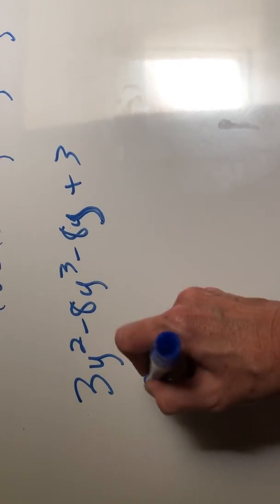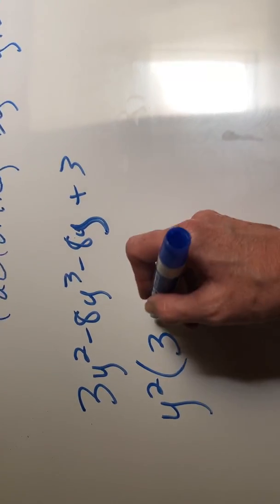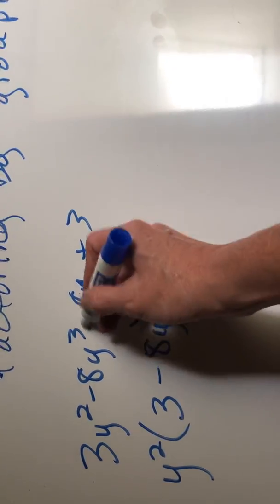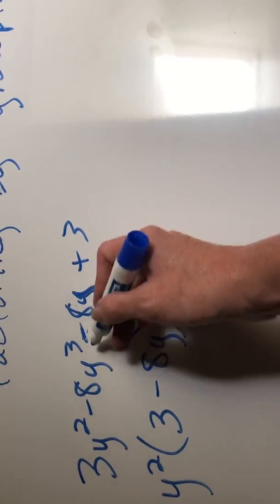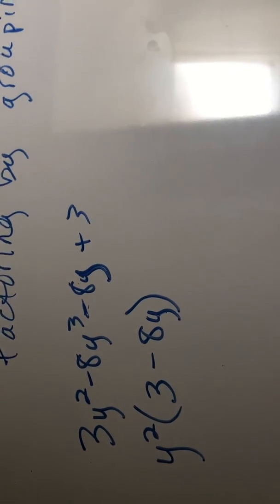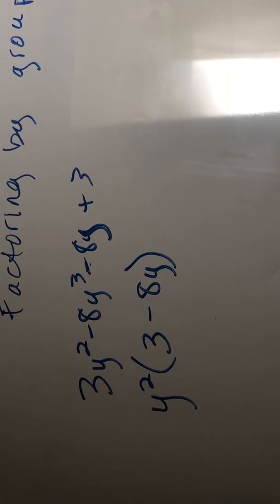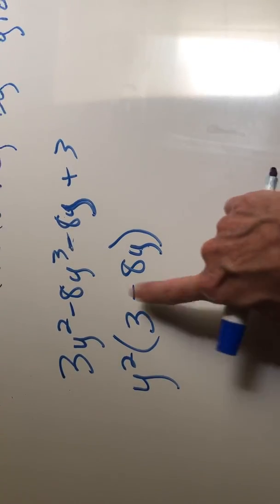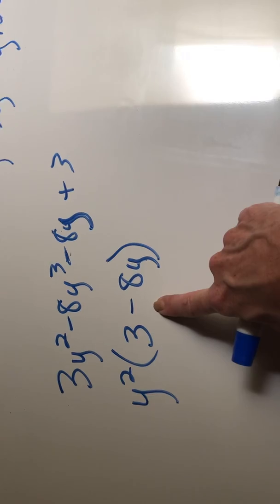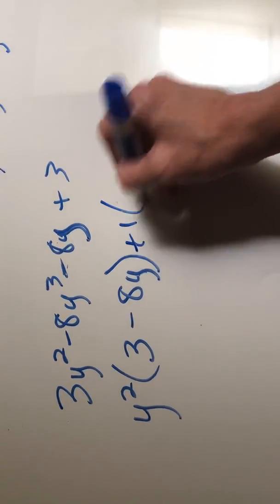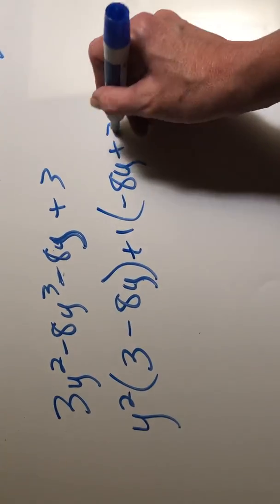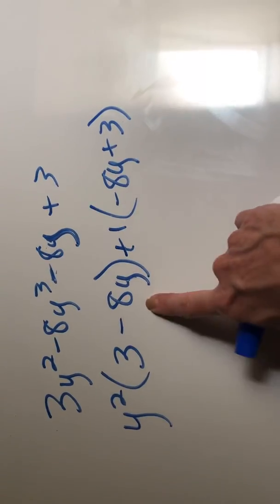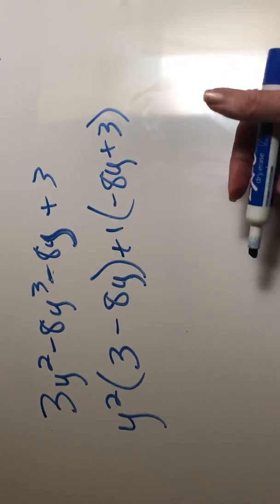So this is y squared that I can take out. That leaves 3 minus 8y. Then here, all I can take out is a negative. Actually, I don't want to take out a negative, because this one is negative. So we're just going to take out a plus 1 and leave negative 8y plus 3. Because 3 minus 8y and negative 8y plus 3 is the same thing.